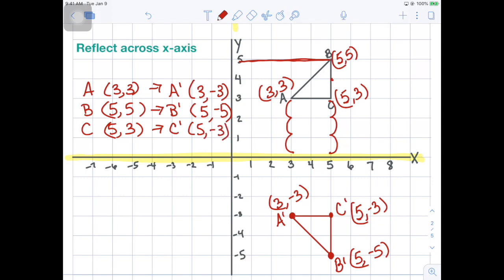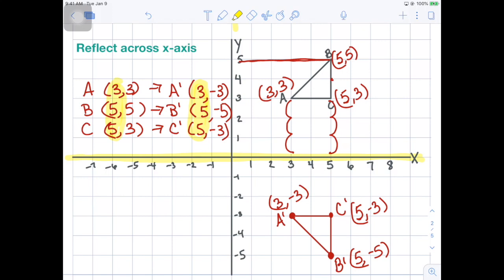Let's look and see what we notice. We went across the x-axis, and if we notice our original coordinates in our x was 3, 5, and 5, all positives. And our new one, it's still 3, 5, and 5. The x's stayed the same when we went across the x-axis. So the x was the boss because that's where we were crossing over. He got to stay the same. However, look at our y-coordinates. All of those changed to the opposite signs. We had a positive, it changed to a negative, a positive to a negative, a positive to a negative.